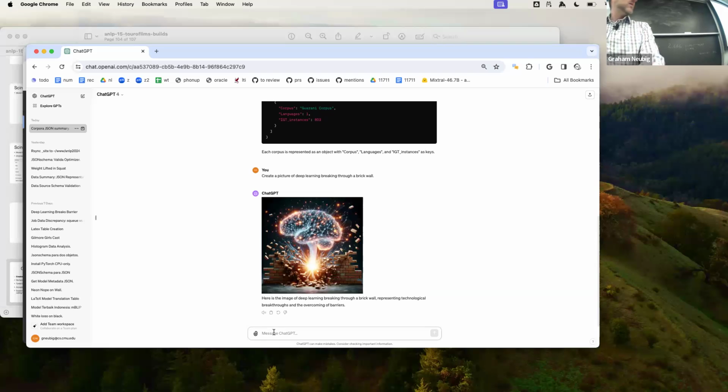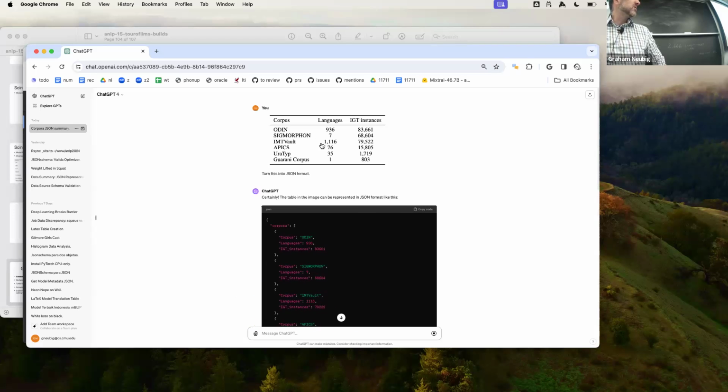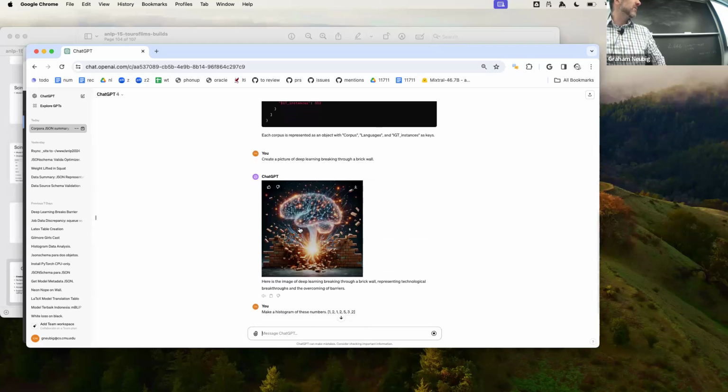Another thing that's nice is: make a histogram of these numbers, 1, 2, 1, 2, 4. So it can do code generation and display the results for you. There are efforts to make open source language models able to do these things. In order to do this, you need multimodality. You also need the ability to use tools. Actually, the way that this worked here is very different than the way that this worked.